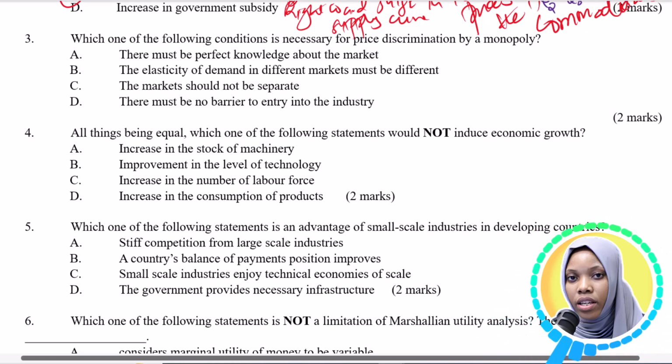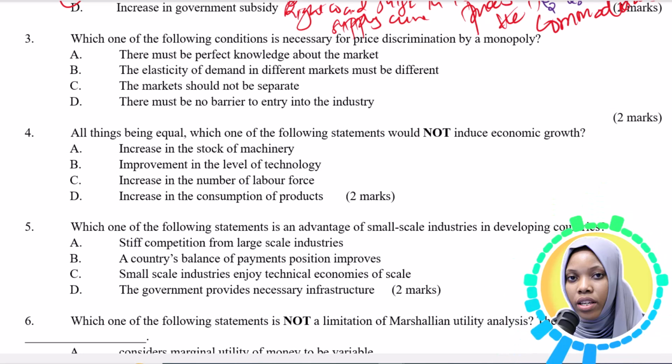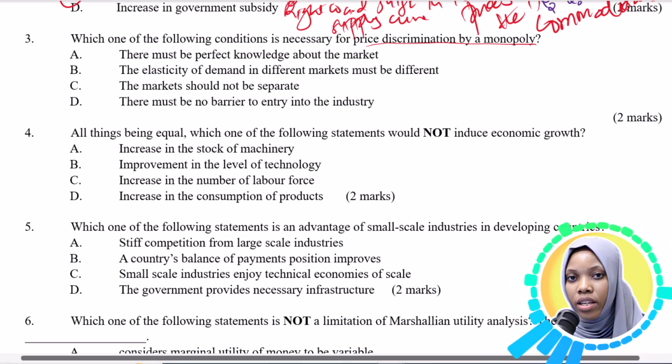Okay, so we move to question number 3, which reads, which one of the following conditions is necessary for price discrimination by a monopoly?